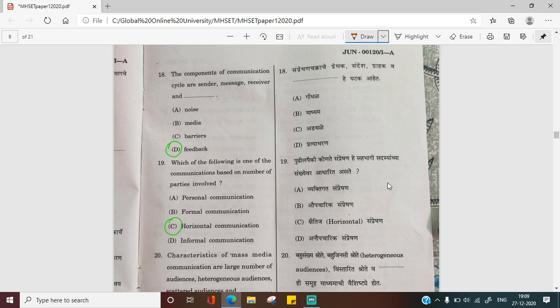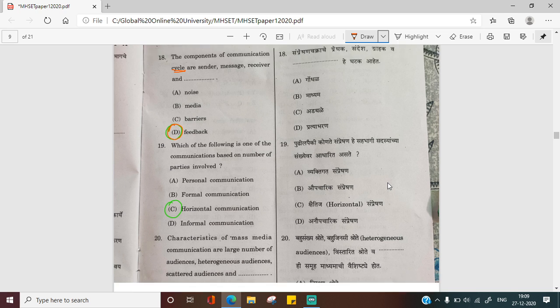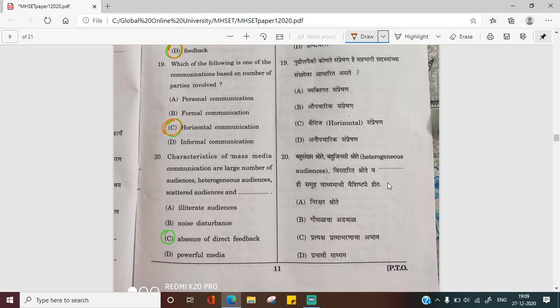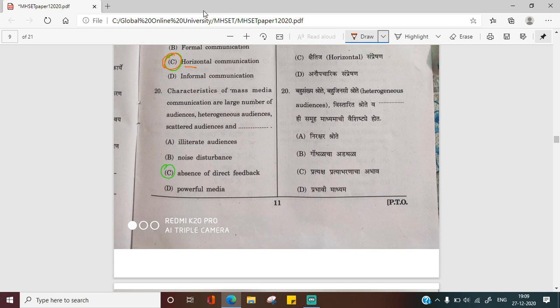The components of communication cycle are sender, message, receiver, and feedback. The right answer to question 18 is D. Communication cycle. Which of the following is one of the communication based on number of parties involved? It is horizontal communication, happens in an organization when people of different groups communicate, people of same status they communicate.